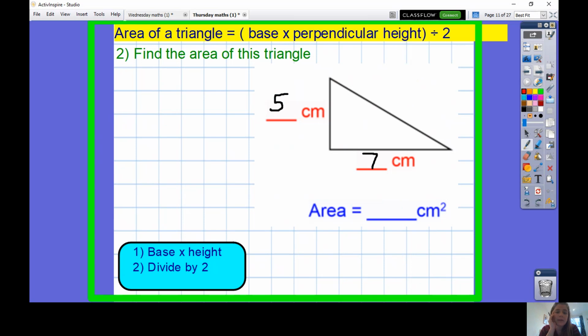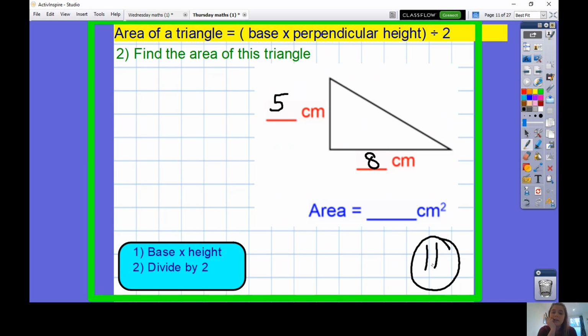Okay, now it's time to have a look at this one. Base times height, and in fact I'm going to change it ever so slightly for this first question. You're going to do the base times the height and then divide that by 2. I'm going to ask you to pause the video here and have a go at this question.